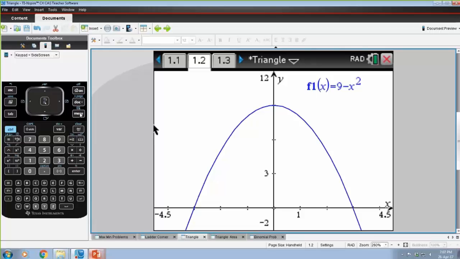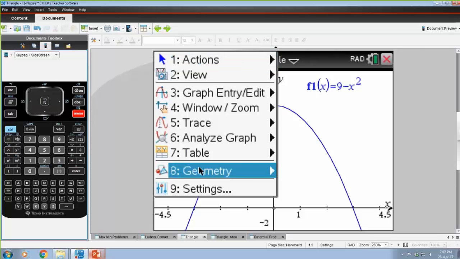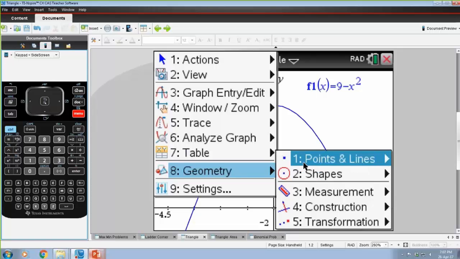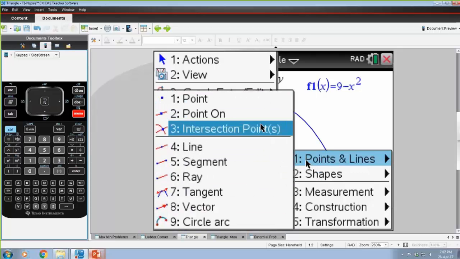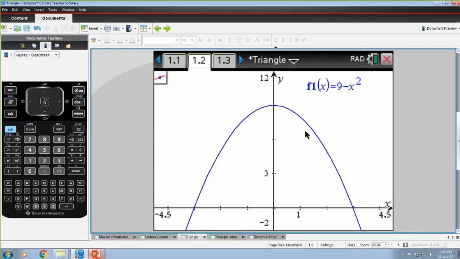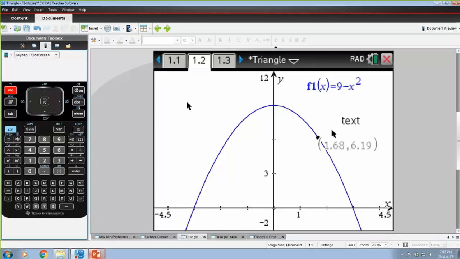First of all, I want to put a point anywhere on that parabola, 9 minus x squared. So we'll use the geometry and the point on tool. So geometry, points, point on. So I'll stick a point anywhere on that parabola, and press enter. That'll anchor it. Notice in the corner the icon is still there, so when we press the escape key, that will then disappear. Now the coordinates of that point are displayed.